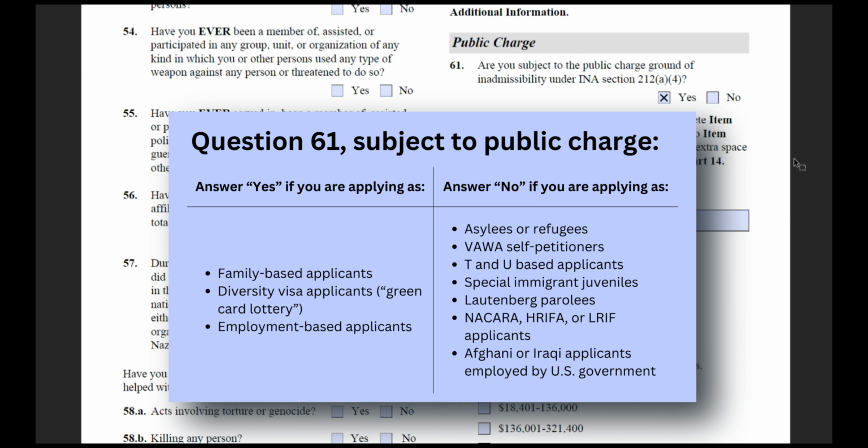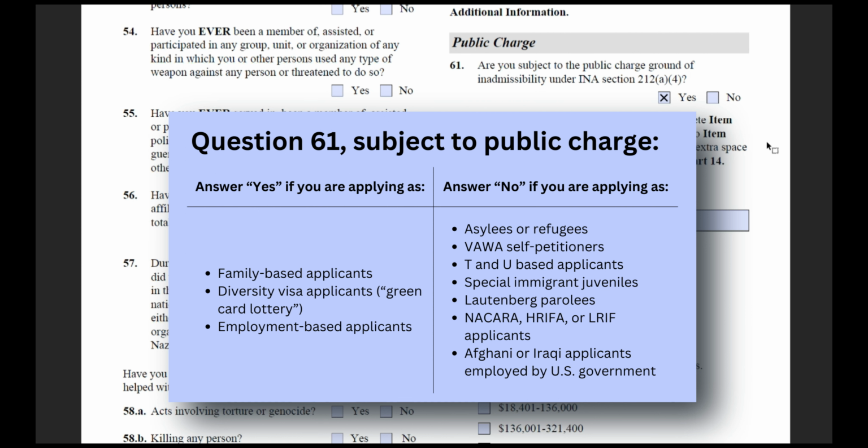As you can see from this table, you have to answer yes to question 61 if you are applying as a family-based applicant, a diversity visa applicant, or an employment-based applicant. You will only answer no to this question if you fall in any of the categories listed on the right-hand side of the table.